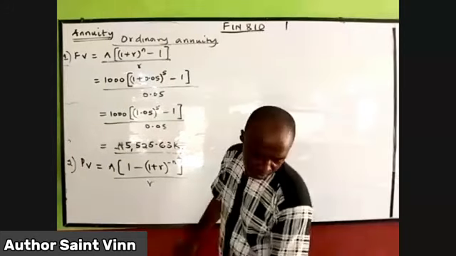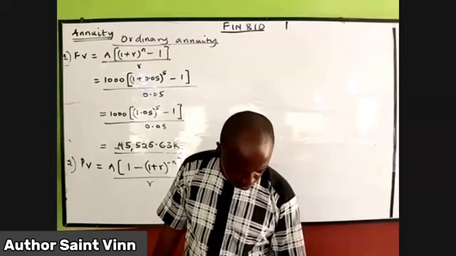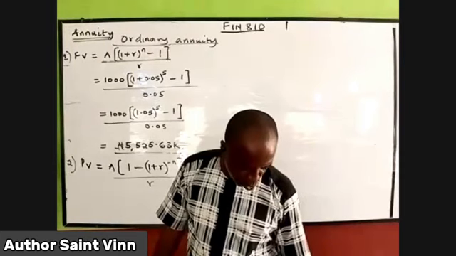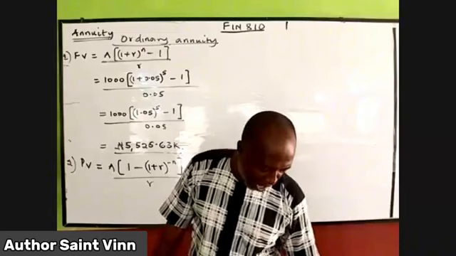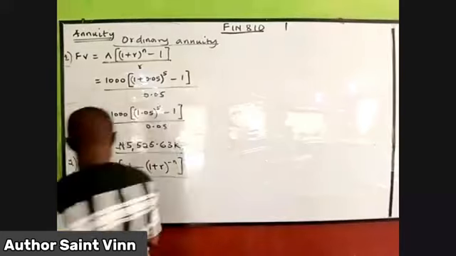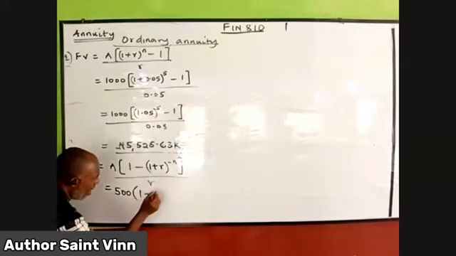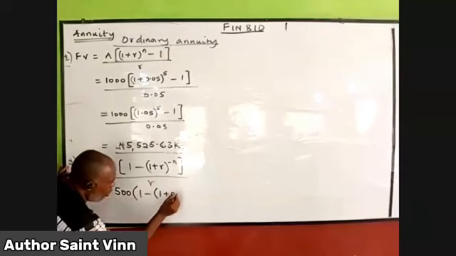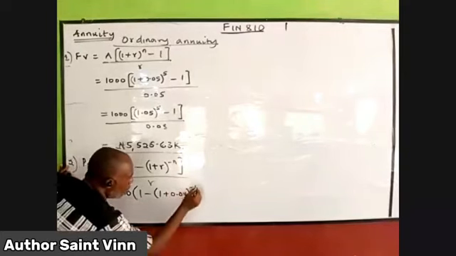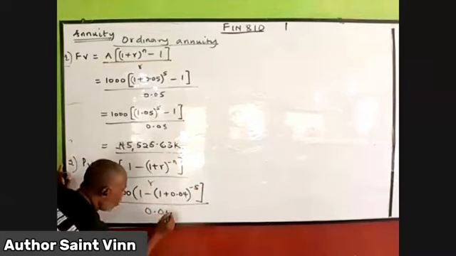The final answer again, 2,000 and what, sir? 2,002 something. 2,225 naira 91 kobo. Yes. But in case you have not got your answer, please: 500 into 1 minus 1 plus 0.04 raised to power minus 5 all over 0.04.